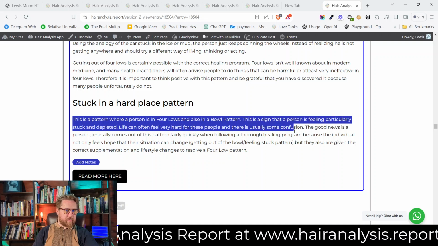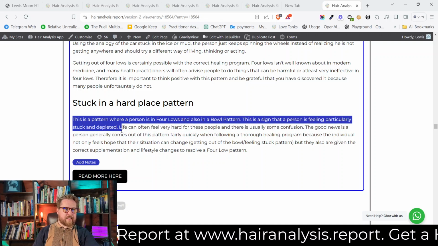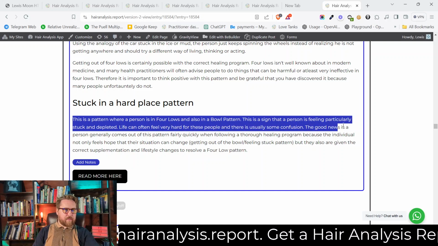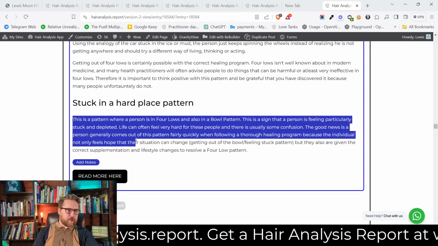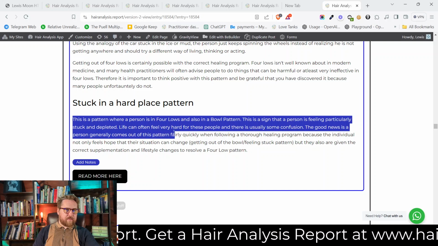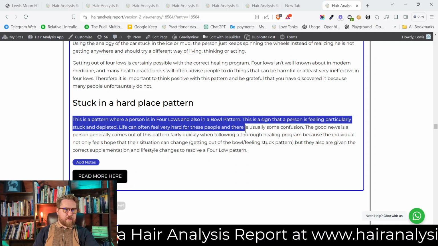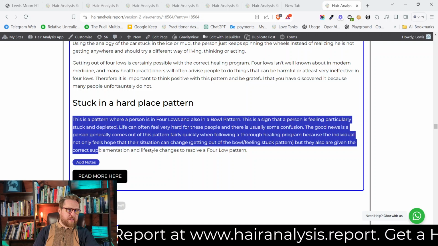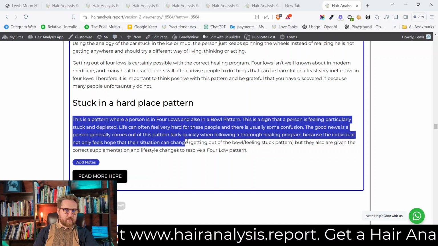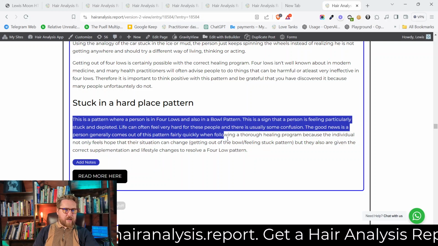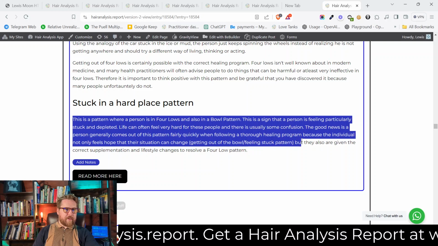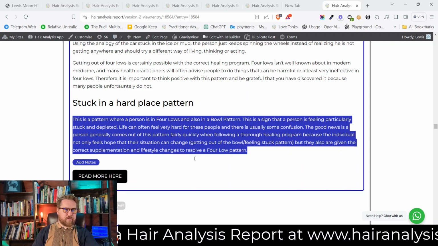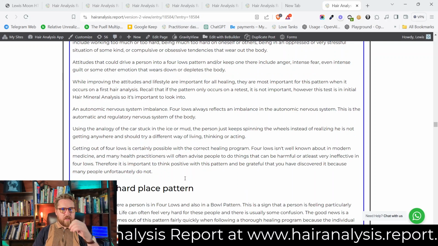This is a sign that a person is feeling particularly stuck and depleted. Life can often feel very hard for these people, and there is usually some confusion. The good news is that people generally come out of this pattern fairly quickly when following a thorough healing program, because the individual not only feels hope that their situation can change, getting out of a bowl and feeling stuck, but they are also given the correct supplementation and lifestyle changes to resolve a 4-law pattern.